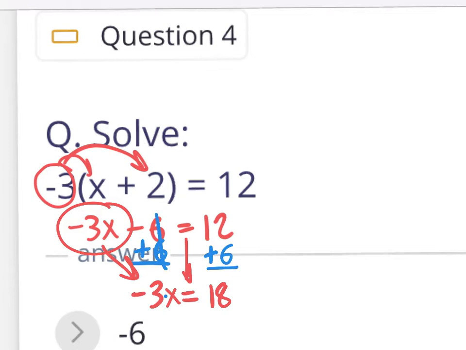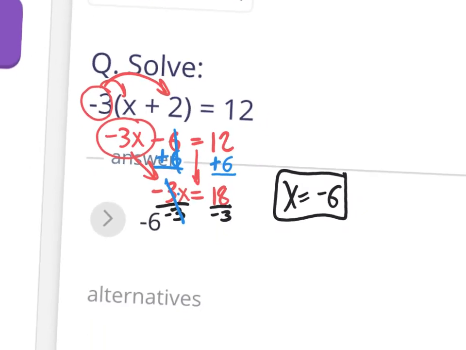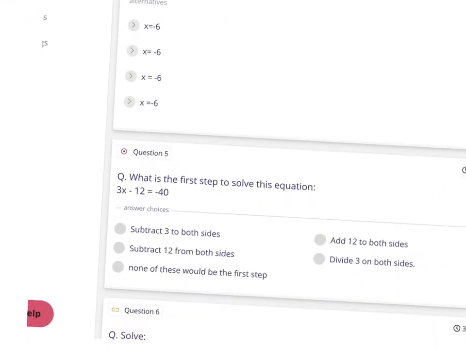Let's get rid of that negative 3 times in front of the x by dividing by negative 3. Again, the opposite of multiplication is division. That's why we're dividing by that exact value. That way the negative 3 will cancel with the negative 3, giving us a final answer of x equals negative 6. I hope everybody got that. If you want to double check your answer, you could take the negative 6 and plug it in. Negative 6 plus 2 is negative 4, and negative 3 times negative 4 is positive 12. So you could always plug in to double check and see if you got the right answer. Moving on to question 5.